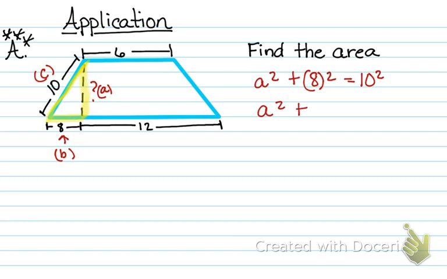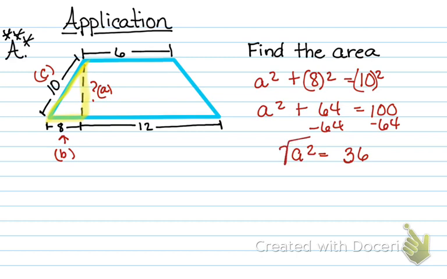So a squared plus 8 squared, which is 64, equals 10 squared, which is 100. Subtract 64 from both sides, so you get a squared is equal to 36. We're going to take the square root of both sides, so we get a is equal to 6. So now we know the height is 6. This is the height of our trapezoid.